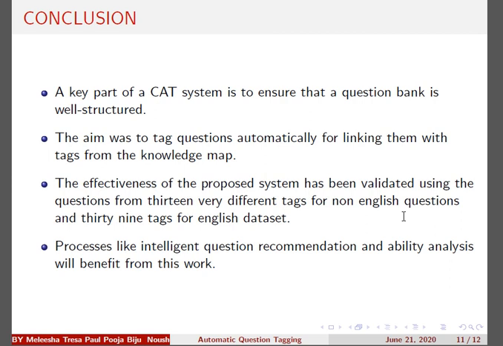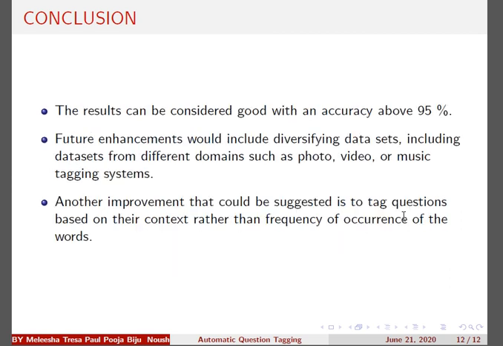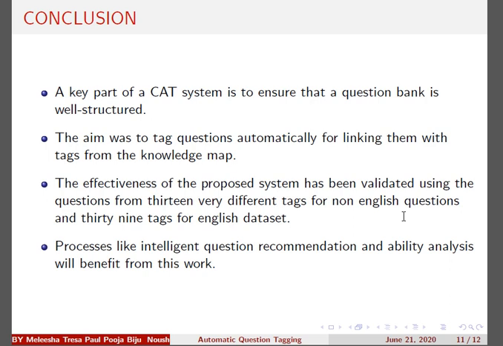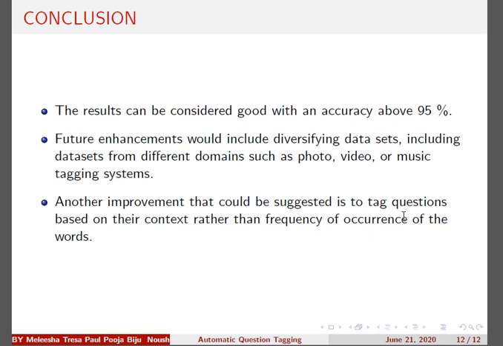As part of the conclusion, we can say that the proposed model shows an accuracy of above 95%, and hence is considered very good accuracy. And our aim was to tag questions, or to link each question with a tag. The effectiveness of the proposed system has been validated using 13 different tags for the non-English database and 39 tags for English datasets.